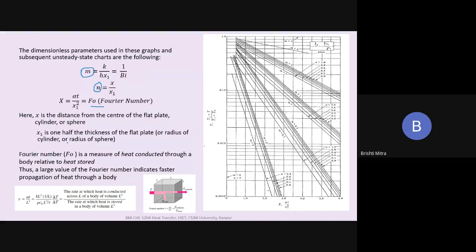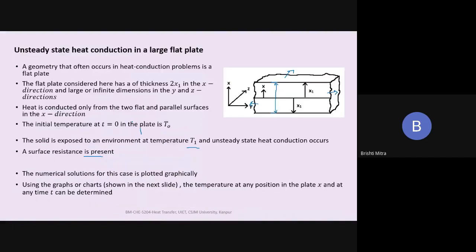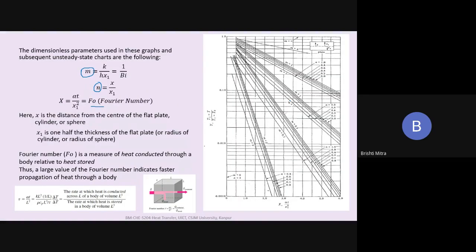I'll tell you a little bit more about the Fourier number right now. It is alpha t by x1 square. Here x is the distance from the center of the flat plate or cylinder or sphere. This picture I have shown you is for the flat plate. A similar condition can arise for a sphere or a cylinder, where x is from the center outwards. x1 is one half of the thickness of a flat plate, or the radius of the cylinder, or the radius of the sphere, whichever shape it might be.